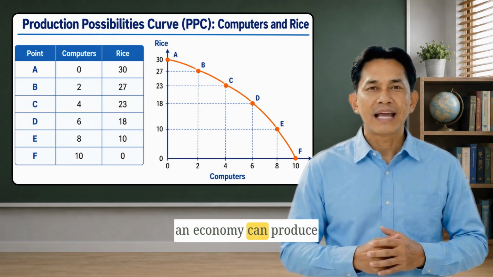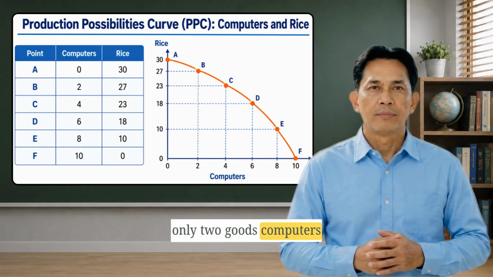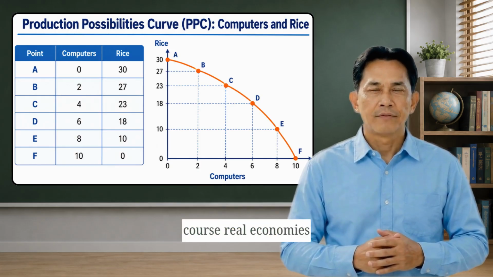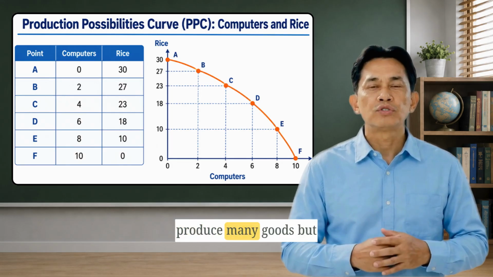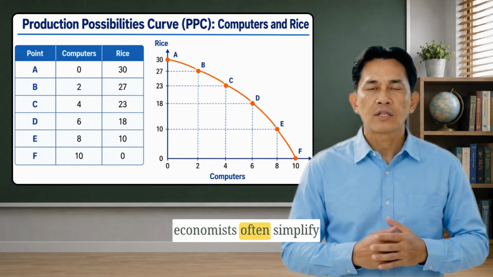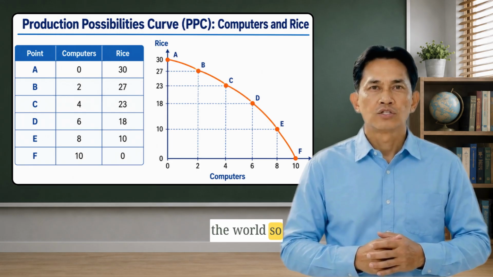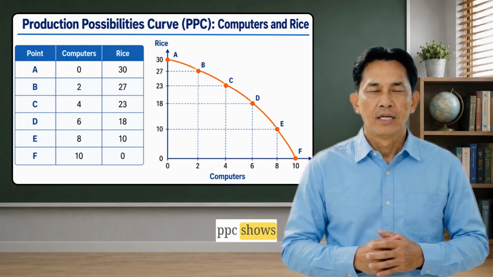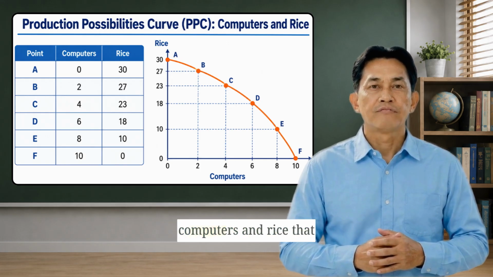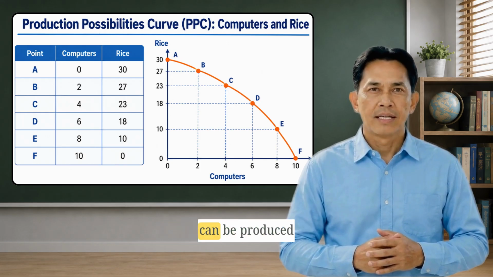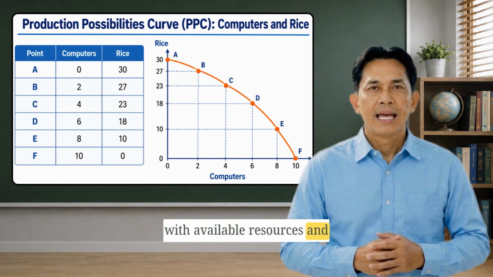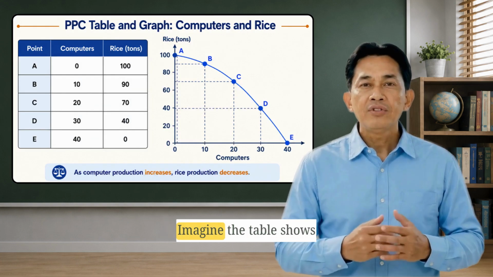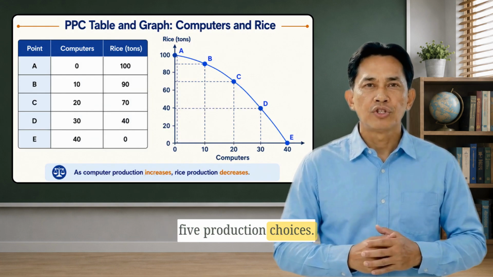Suppose an economy can produce only two goods, computers and rice. Of course, real economies produce many goods, but economists often simplify the world so we can clearly see the main idea. The PPC shows different combinations of computers and rice that can be produced with available resources and current technology. Imagine the table shows 5 production choices.